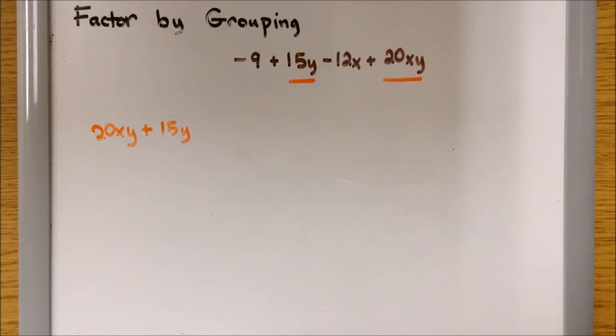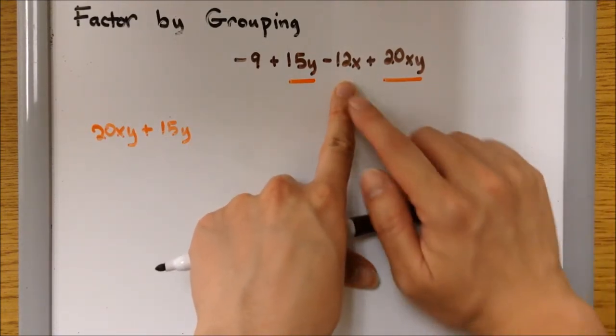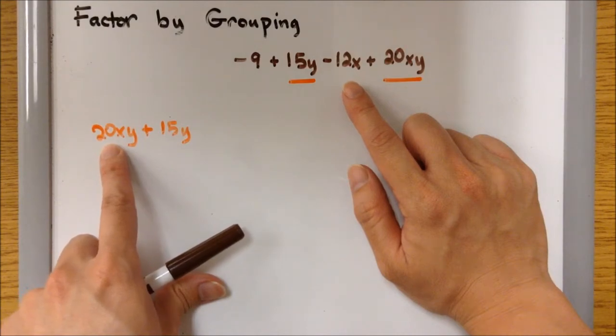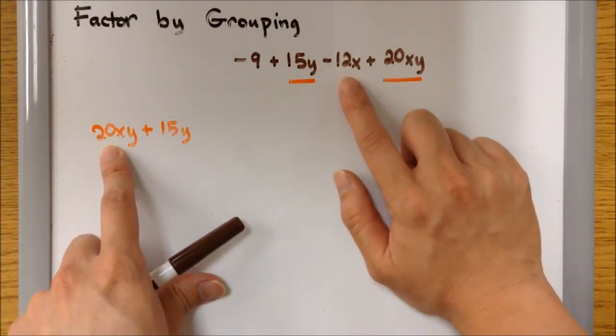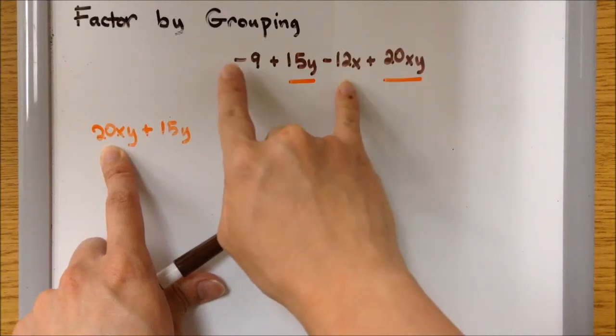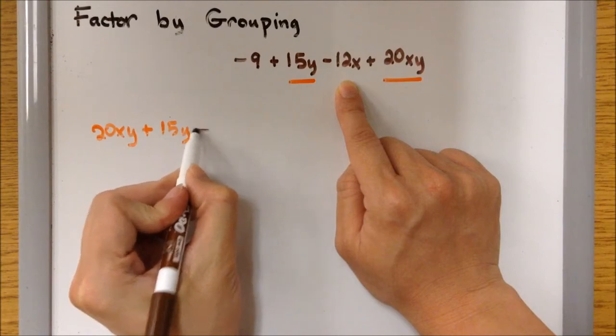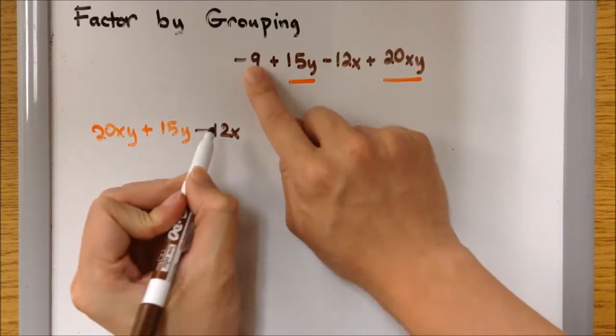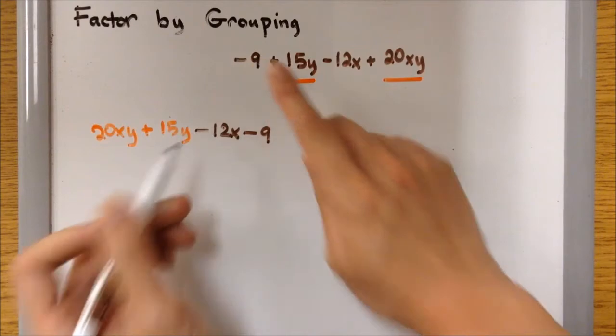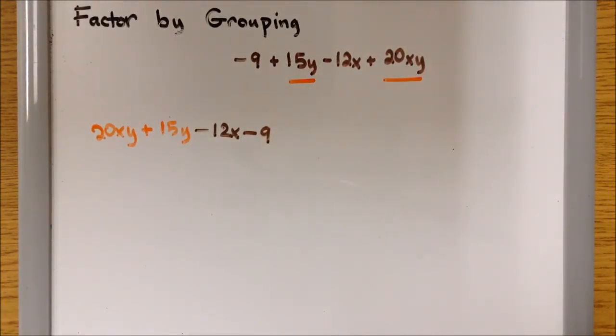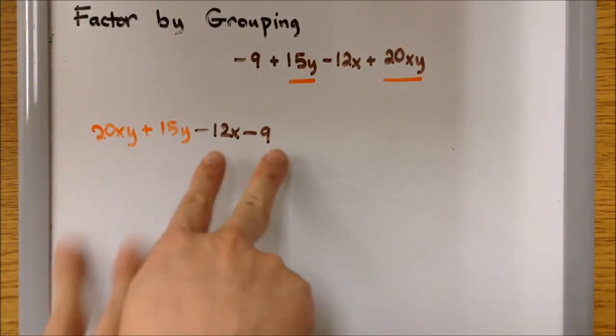and then after that the ones that I did not underline, the ones that don't have a common variable, I'll put last. Typically I will put the one that has x first. You see how I put my 20xy first, so this one has an x. So minus 12x and then minus 9. So here's my left side, here's my right side.